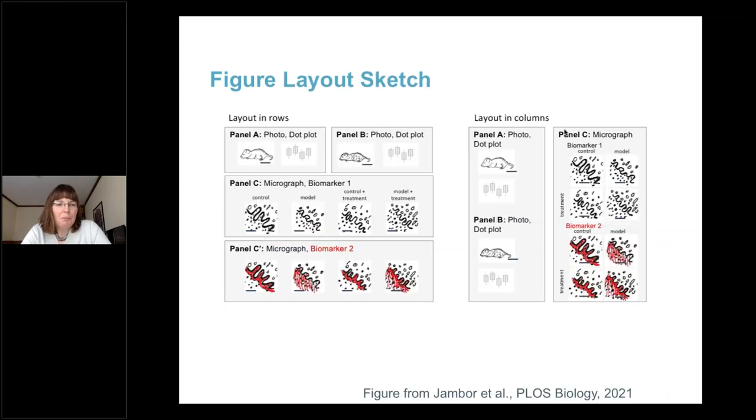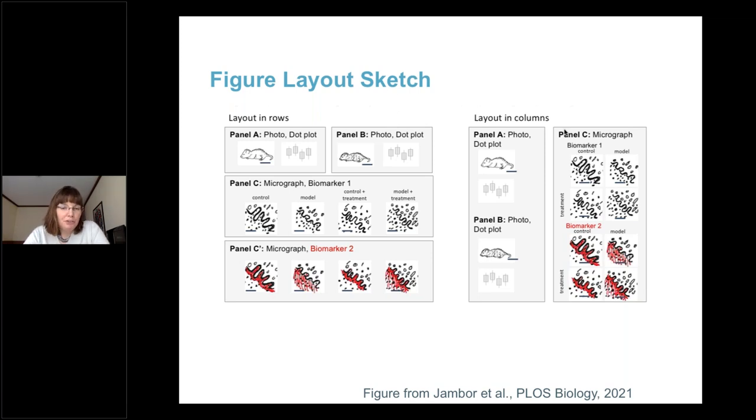Our next step is to prepare a figure layout sketch. So generally speaking, for most of us, our eyes travel either from left to right or from top to bottom. And so you want to clearly align your panels so that they follow the structure to help guide the eye through the figure. And you also want to make sure that you have nice white space between either your rows or your columns to help the eye follow that structure and to clearly separate your rows, columns, and panels.